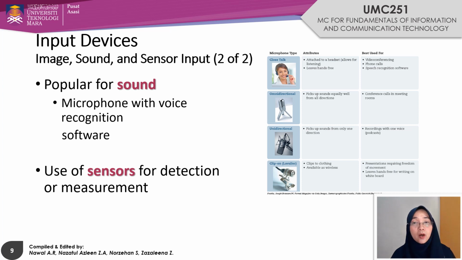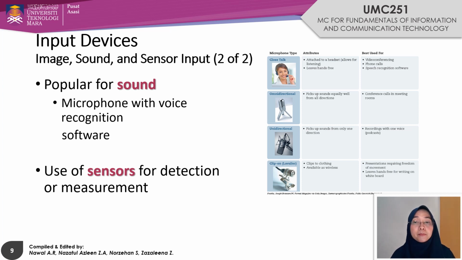The next one is the omnidirectional microphone type. It picks up sounds equally well from all directions, so it is very suitable to be used in conference calls in meeting rooms. The unidirectional microphone type picks up sounds from only one direction. This makes it very suitable for recordings with one voice, for example, the podcast.